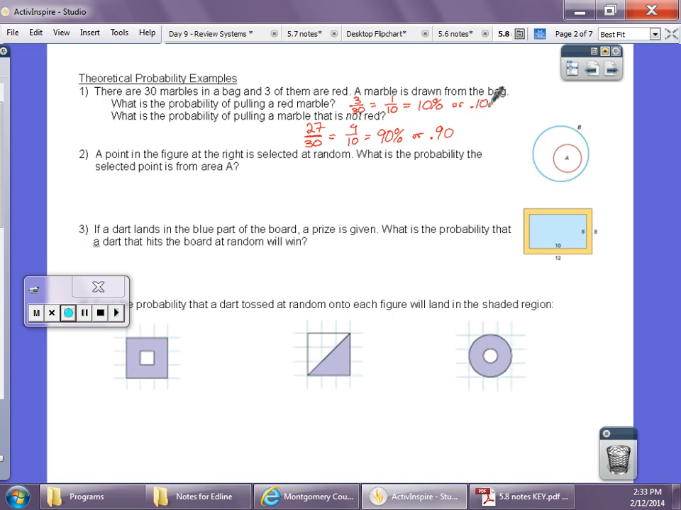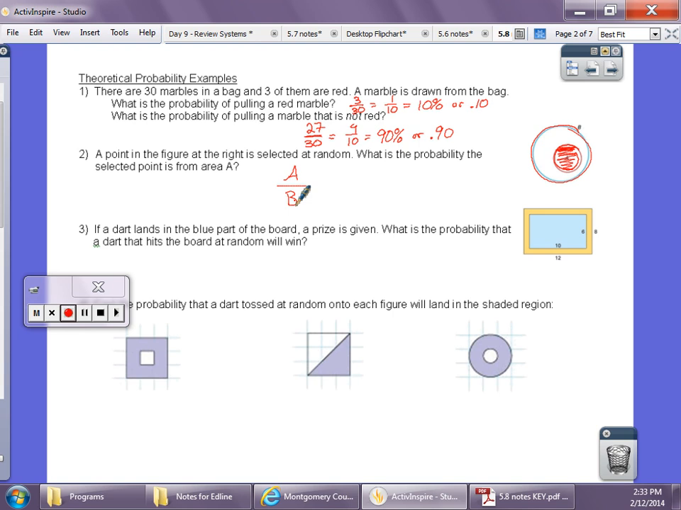Now, a point in the figure at the right is selected at random. What is the probability the selected point is from area A? Here's area A, this small part. The part is area A, and the total is area B. So the probability is the part where the event occurs, which is A, out of the total, which is B. If a dart lands in the blue part of the board, a prize is given. What is the probability that a dart that hits the board at random will win?